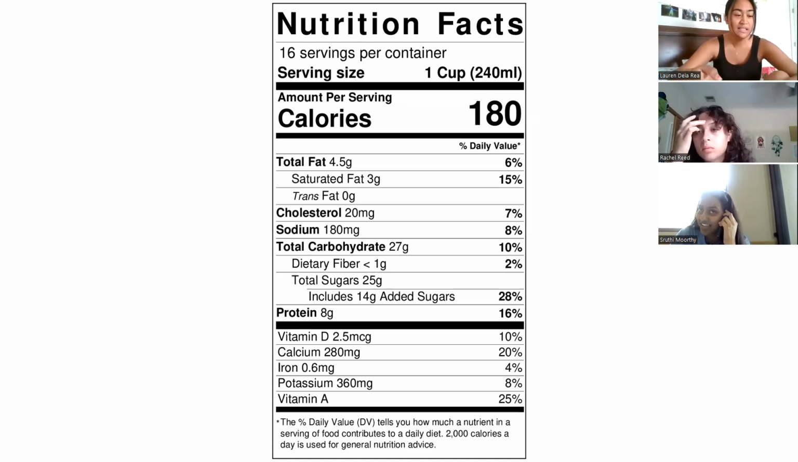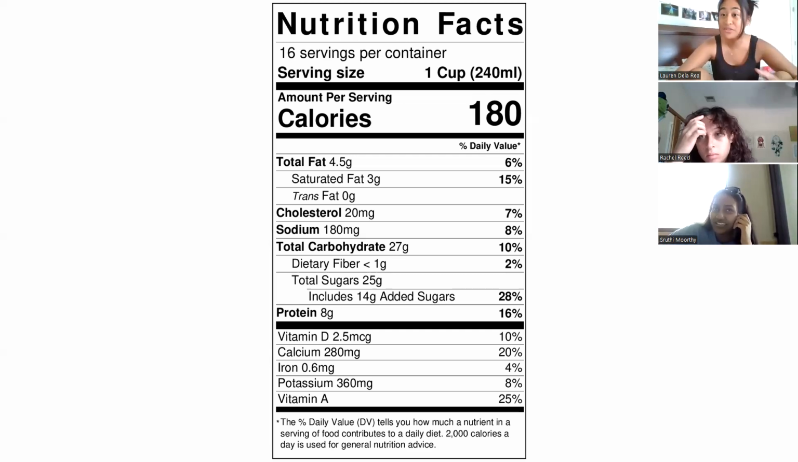Oh, we also have the daily value footnote. Here it says the percent daily value (DV) tells you how much a nutrient in a serving of food contributes to a daily diet. 2,000 calories a day is used for general nutrition advice. And as we can see, if you look at the column on the right, it says daily value percentages.